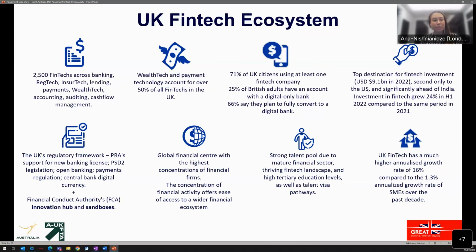I mentioned investment. The UK is an attractive destination for companies looking to raise VC funds, and fintech is actually one of the strongest areas of investment in the UK. The level of fintech investment in the UK is only second to the US, and it's well ahead of India, which is ranked 3rd in the world specifically for fintech investment. So it does perform really well, and it does offer you a very welcoming environment.